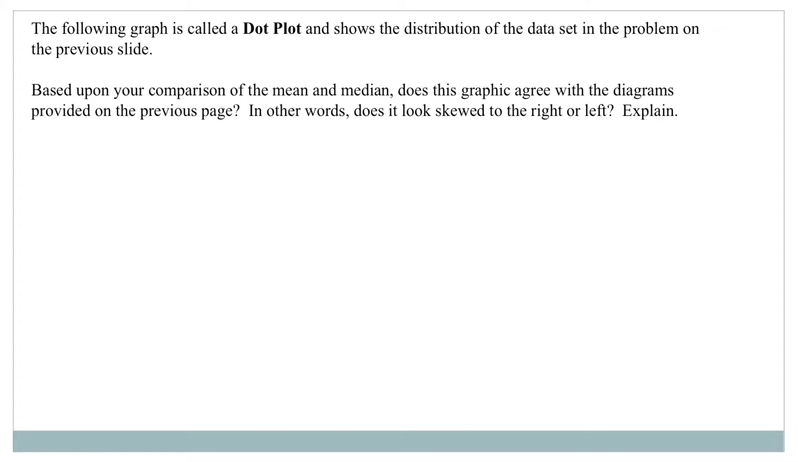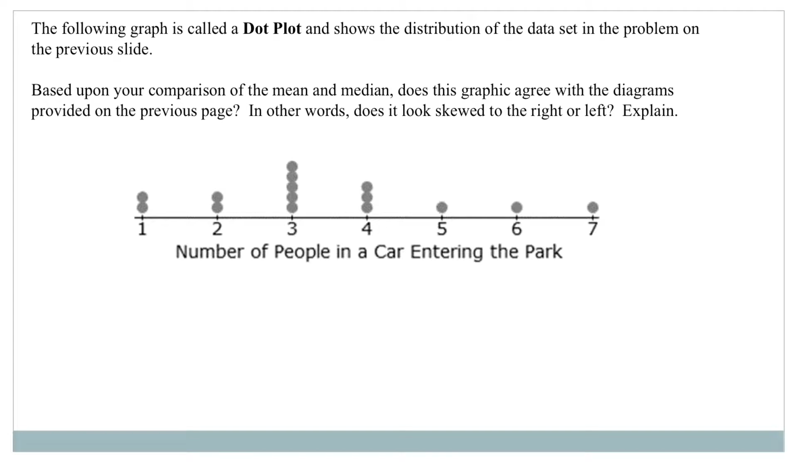And what we want to answer with this dot plot is whether the graphic agrees with what we determined on the previous page, meaning is it skewed, is it symmetrical? So if we take a look at this graph right here, this is showing the number of people in a car entering the park, and there's basically just one dot above each observation. So you can see that there are 5 dots on top of the number 3 because there were 5 cars there. We can also see from this dot plot that the 3 is our mode because it occurs most frequently.